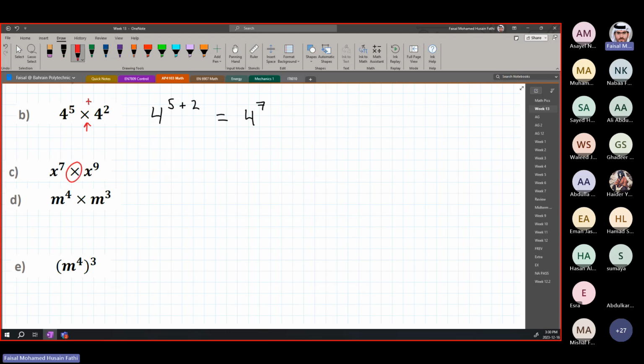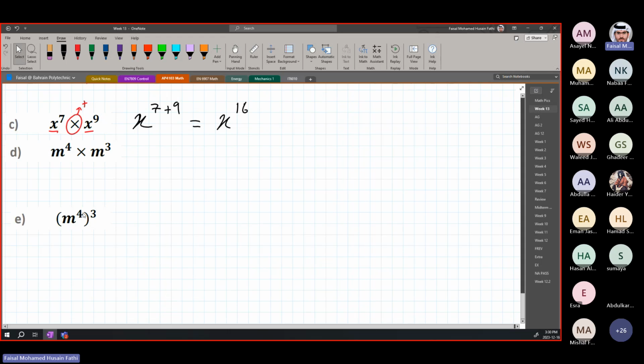We have multiplication. We have the same base, x and x. So this will go into addition for the indices. Again, x to the power of 7 plus 9, which is equal to x to the power of 16. 7 plus 9 is 16. It's very easy, right? It's super straightforward. Do you guys agree? Do you think this is super easy? Honestly, it makes sense. It's very straightforward. All you need to know is just understand the rules, okay?